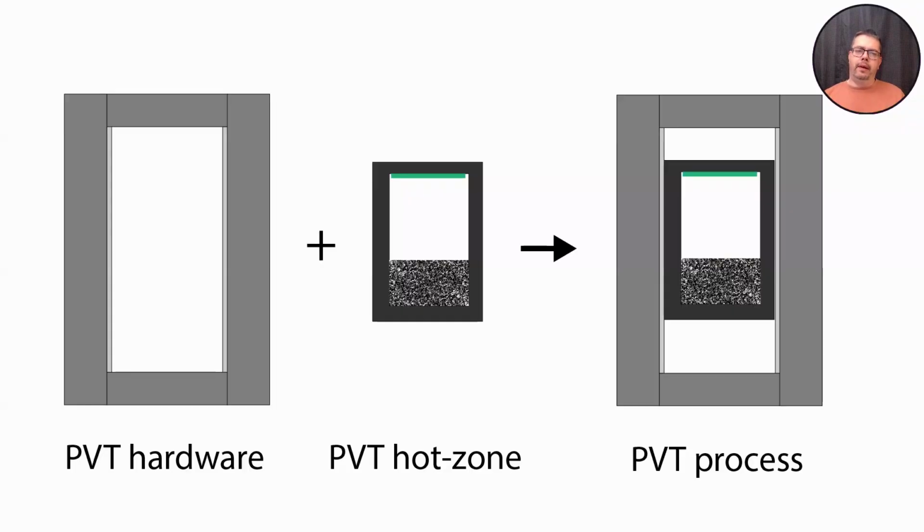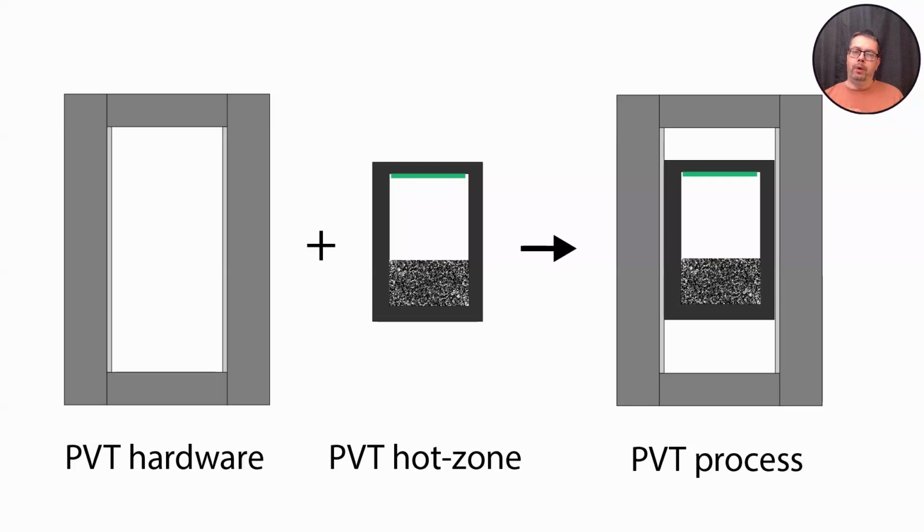Here you can see the PVT hardware, the tool for the growth, the machine, on the left side. So this is very, very simplified now. And in the center, you see an illustration of the box where the growth happens. And when you place this box inside the tool, then you are creating growth of silicon carbide using the hardware tool and the hot zone.